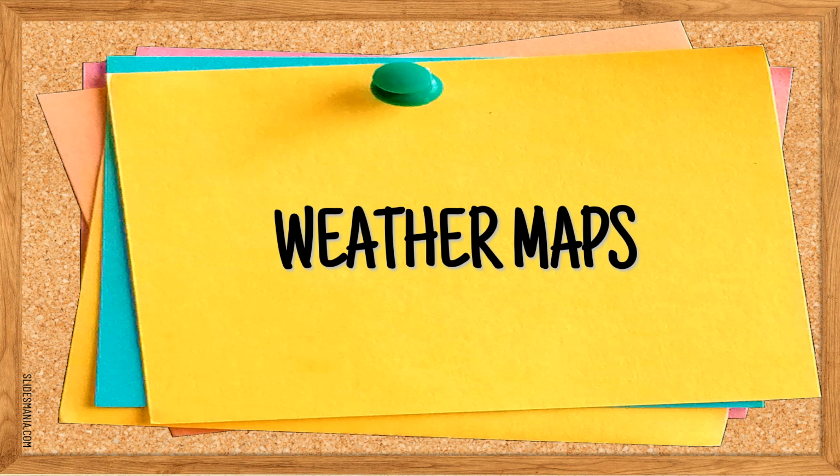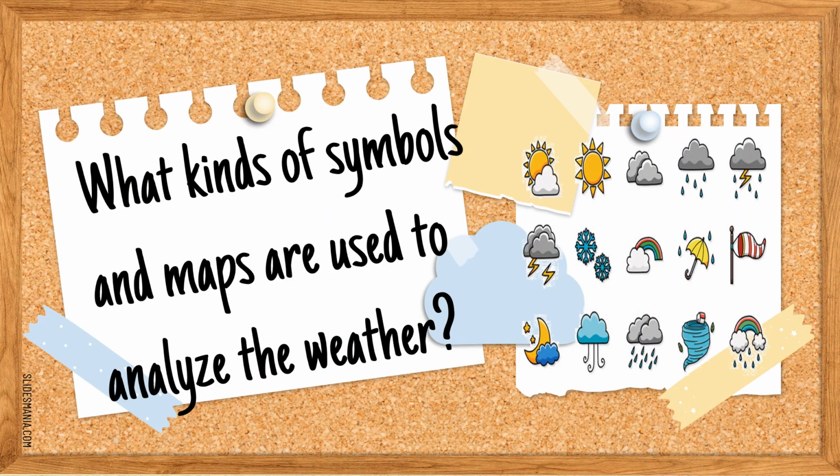Weather maps are maps that show what the weather will be like in a certain area for the day and for the coming days. What kinds of symbols and maps are used to analyze the weather? Have you ever watched the weather forecasters on TV? If so, you have seen a meteorologist talk about the weather. They use weather maps that show the temperature and if it's going to rain, snow, storm, and more. So these maps help you plan your day.